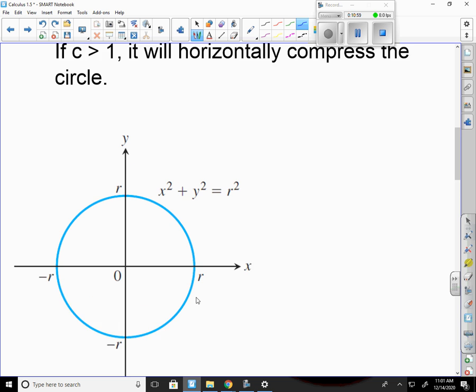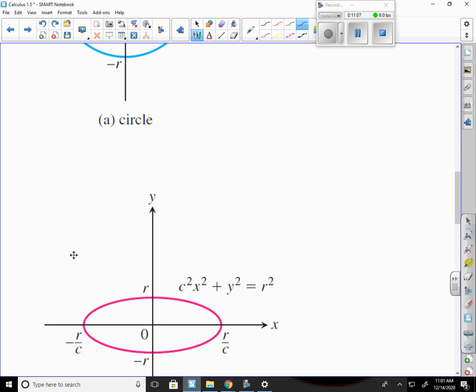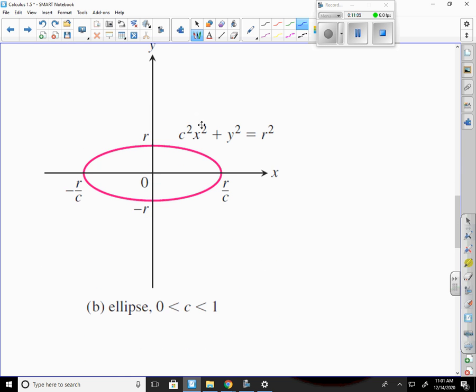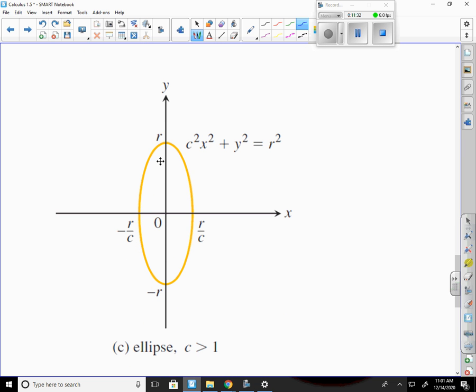So if I have my original circle, x squared plus y squared equals r squared, gives me this circle. And if I'm doing c squared times x squared, then that's going to give me an ellipse where it stretches it horizontally, as long as c is between 0 and 1. If c is greater than 1, then it's going to compress it horizontally.